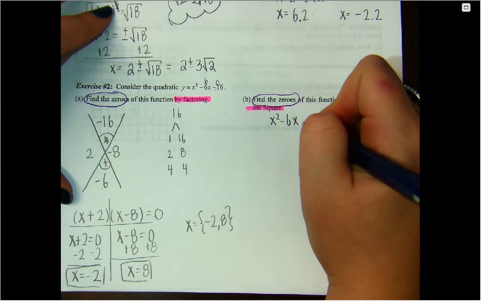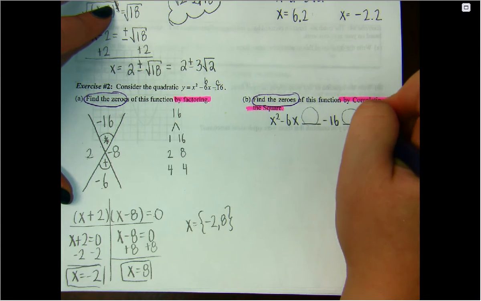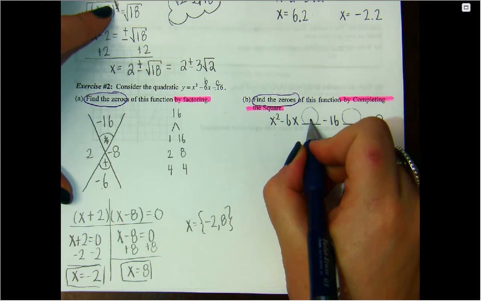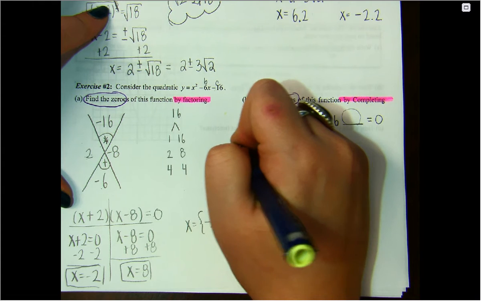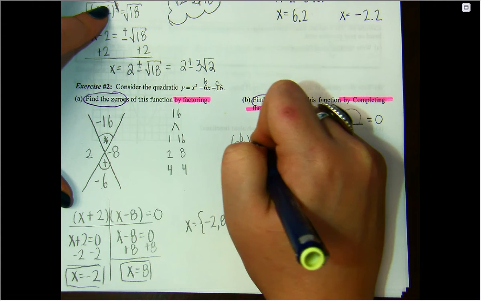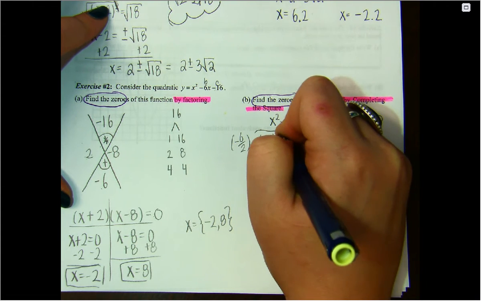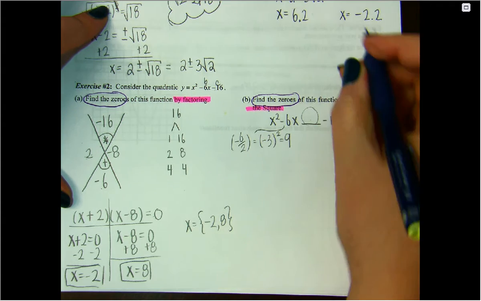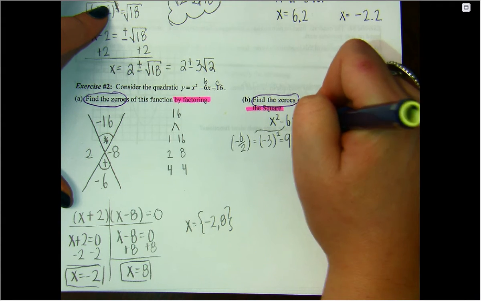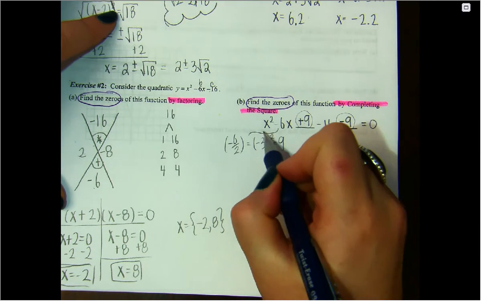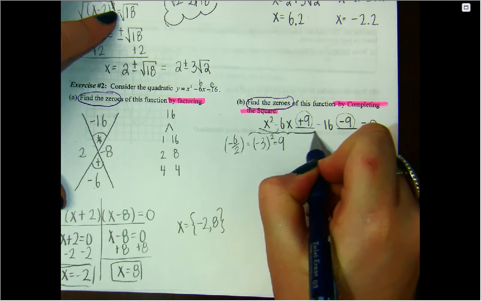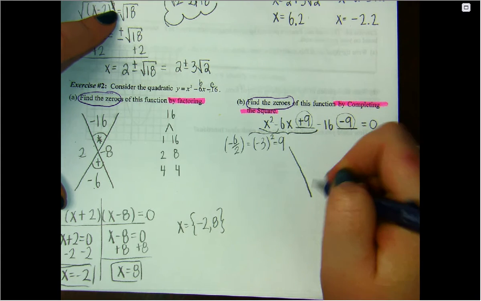Remember, we're looking for what we need to add and subtract so I can actually factor it. So I'm going to take this number over here: negative 6 divided by 2 is negative 3. Square it, that is 9. So the 9 is what I'm adding and subtracting. Alrighty. So what we did was turn this into something that is factorable by the x method.